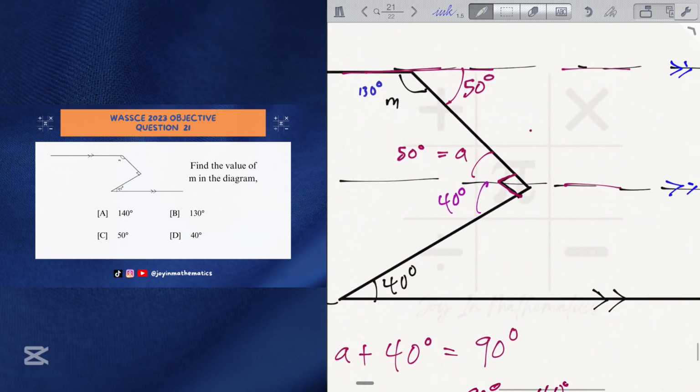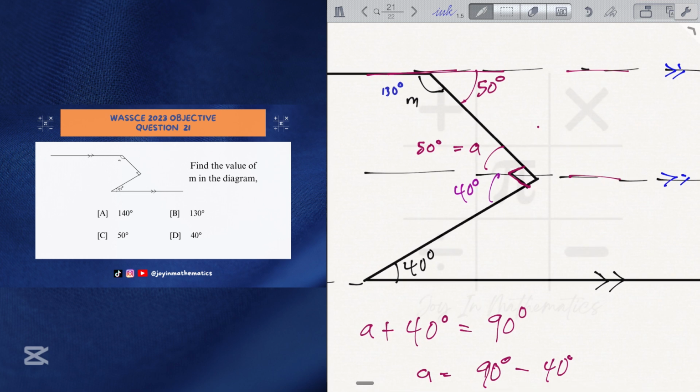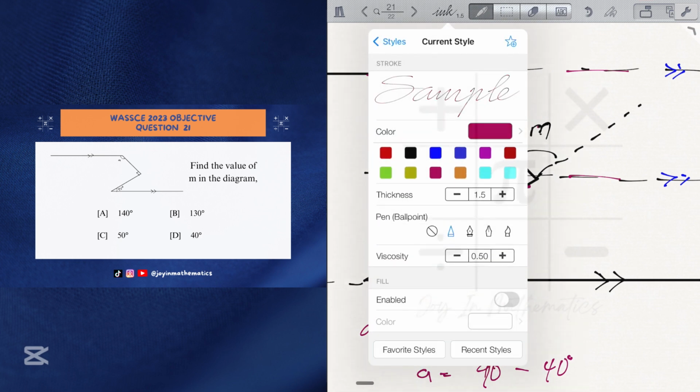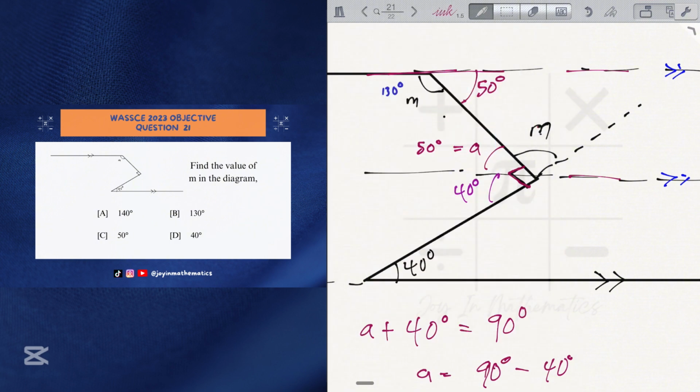Now, there's another way we can go about this. What if we elongate this line? If we elongate this line, we understand that this angle M is also equal to this angle here, M. So we are just looking at an alternative way to solve this, because M here is equal to M, just as A here is equal to A.